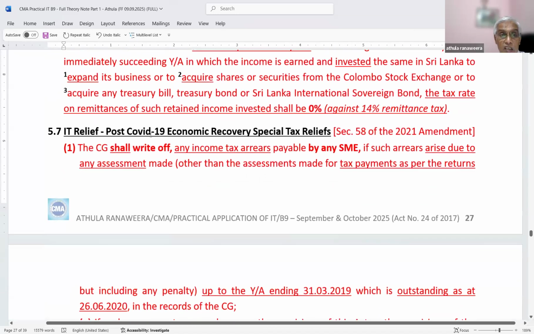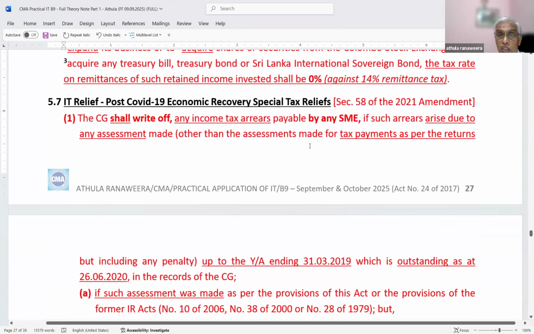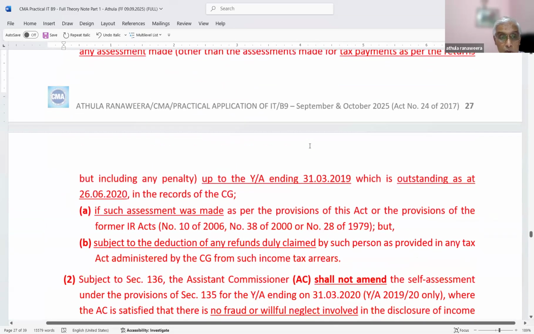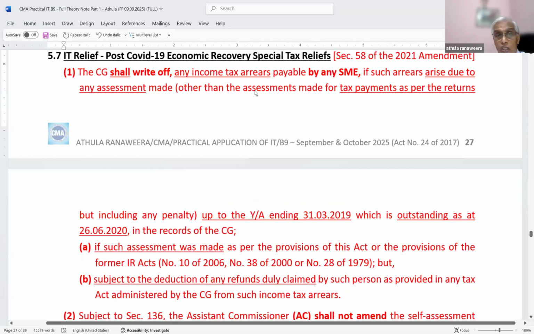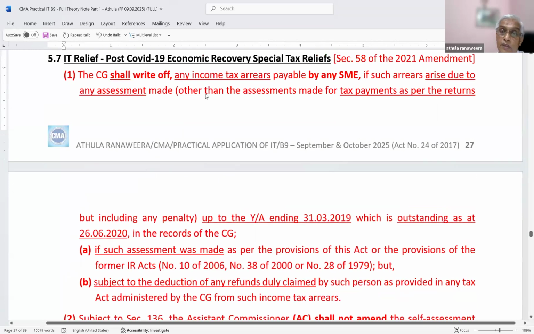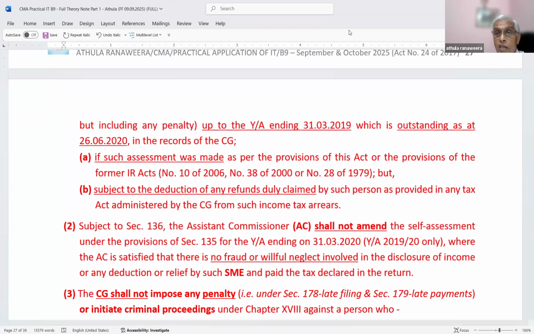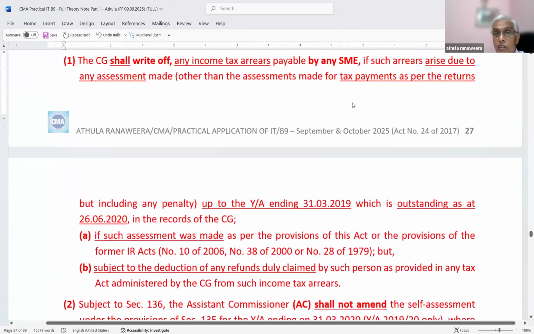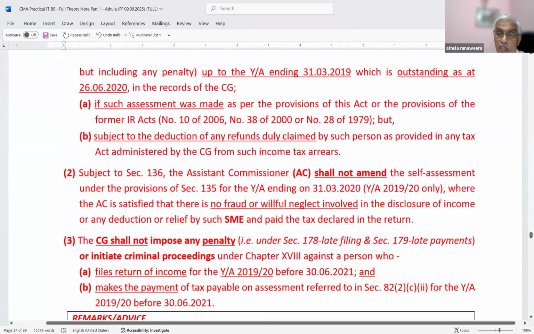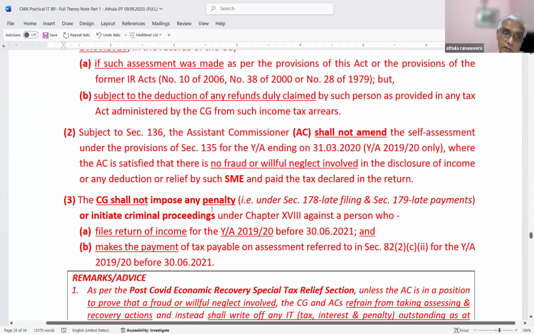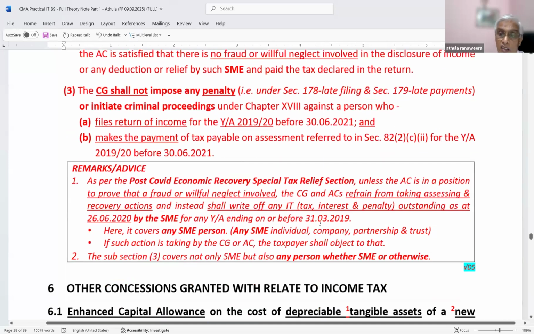Next one, IT relief on post-COVID-19 economic recovery special tax relief. I'm not going to explain this too much, but I'll give a small briefing and stop for the day. Under this, sub-items 1 and 2 are meant for SME sectors. Then number 3 is for any person, any taxpayer. You better read this part.